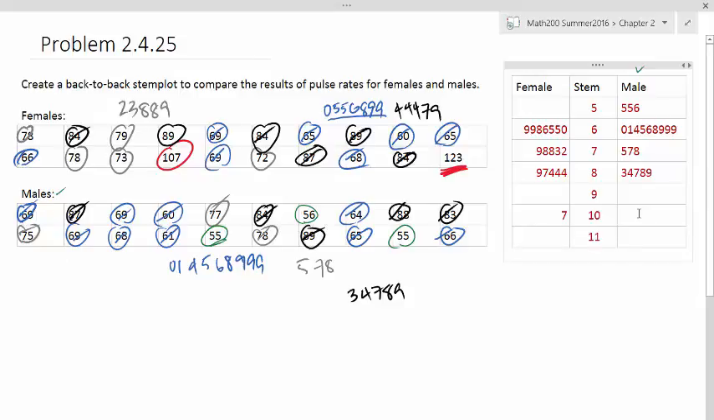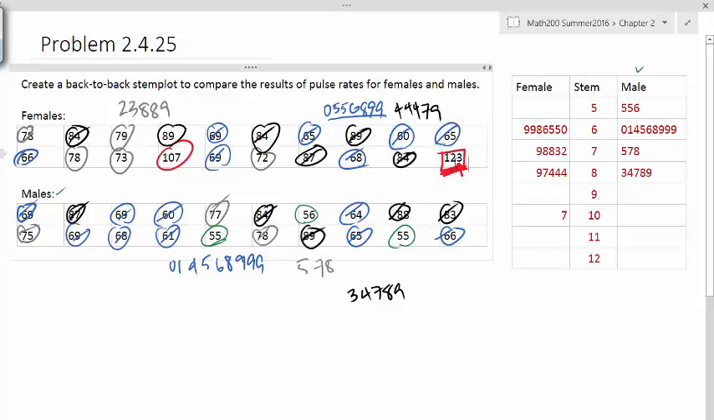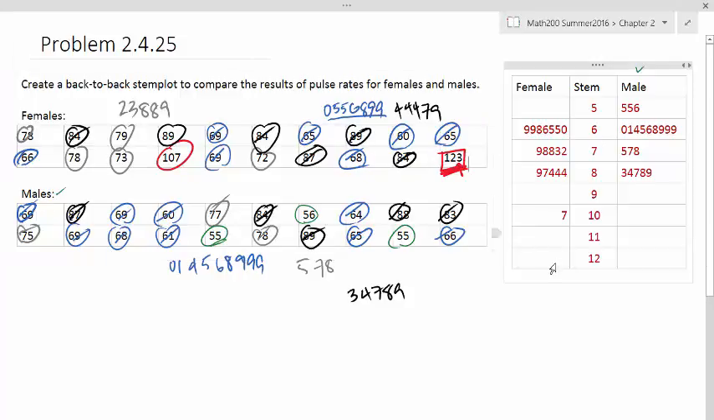So this 11 here stands for 110, and there's no ones digit here in any of these numbers. And then we'll skip over to the last one, 112. And then here, there's 123. So remember that the last digit will be on the leaf, and the other digits before that should make up the stem. And so let's put a 3 here to represent 123. Okay? So this is your stem and leaf plot.